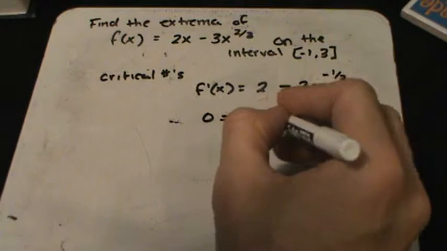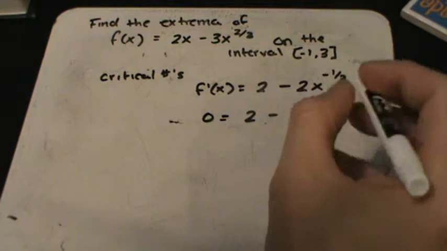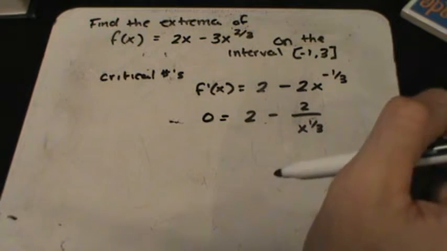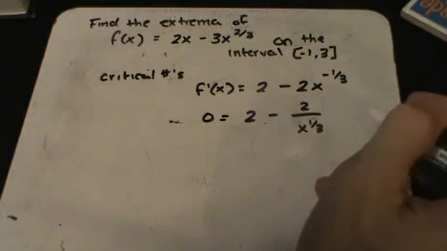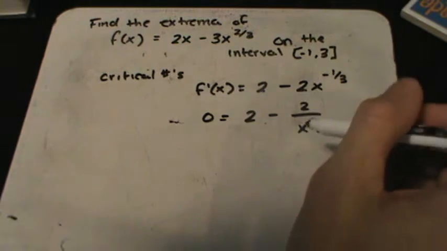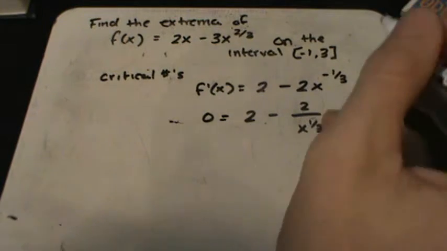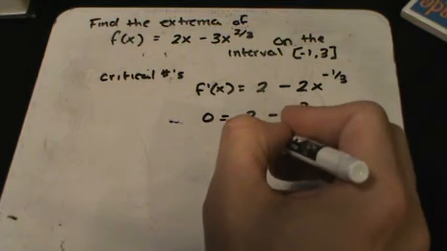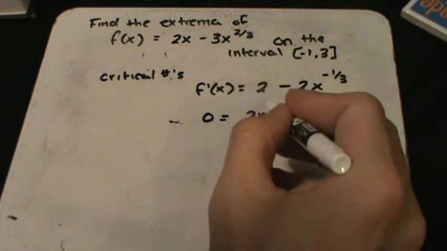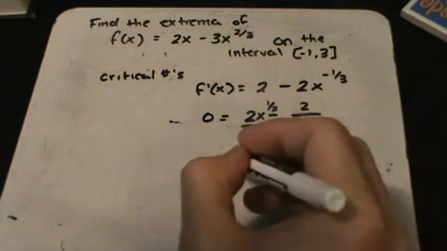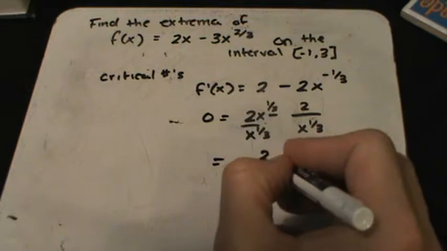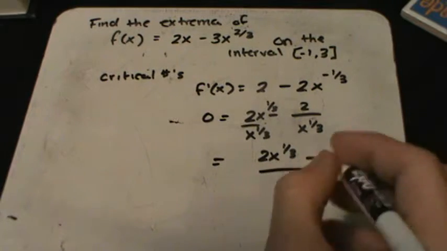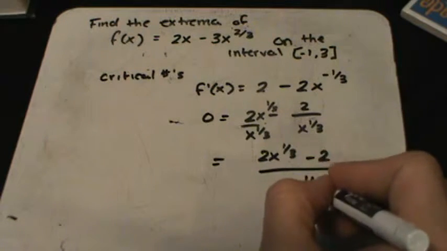First thing, I'm going to rewrite this as x to the 1/3 in the denominator. Now that I have that, I can go ahead and try to figure out common denominators. Well, the common denominator is just going to be x to the 1/3. So I'm going to multiply that by x to the 1/3 and this x to the 1/3. Now what we get is 2x to the 1/3 power minus 2 over x to the 1/3.